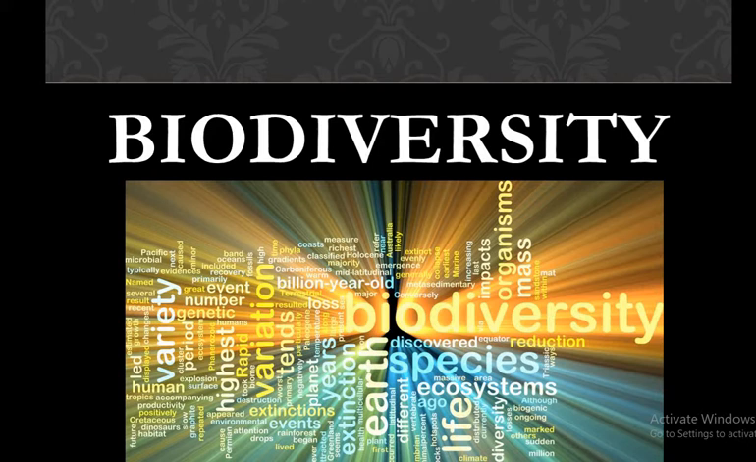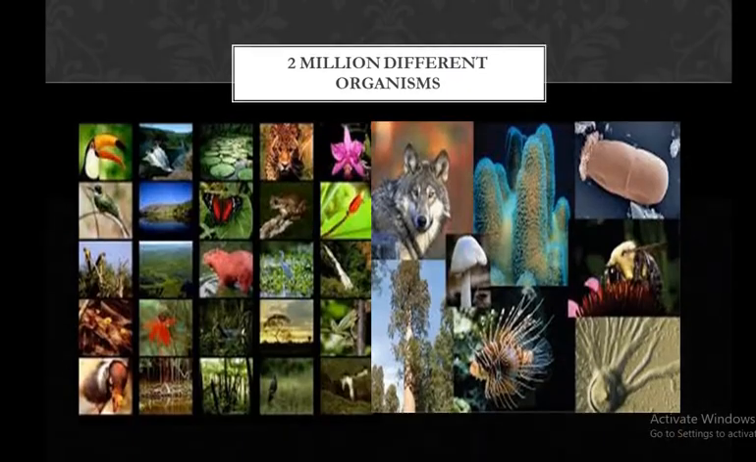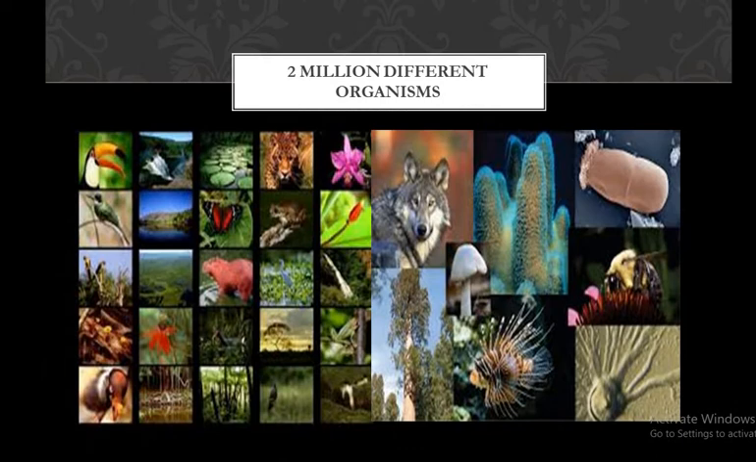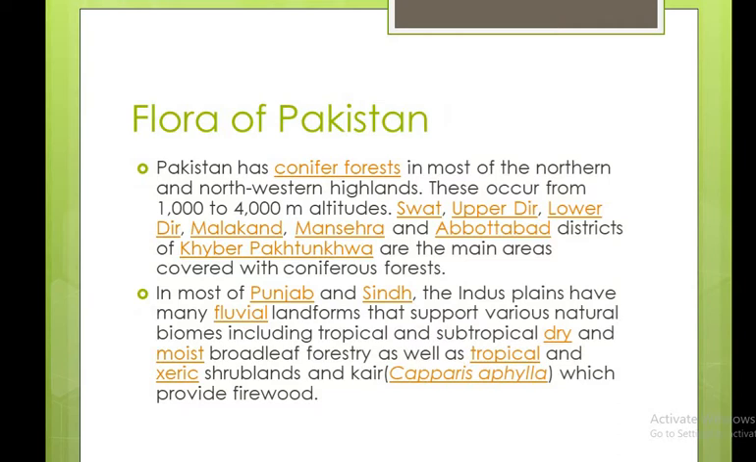Today we are going to see what biodiversity is and why it is important. Have you ever thought about the number and variety of living organisms in the world? Scientists believe that there are about 2 million different types of organisms in the world. In Pakistan, there are almost 23,000 types of animals, that means fauna, and 6,000 kinds of plants, that means flora.